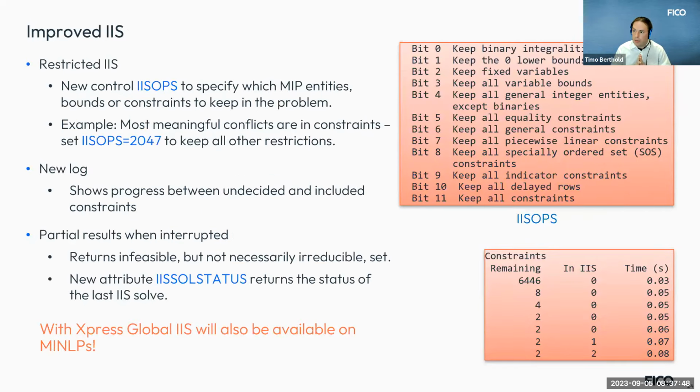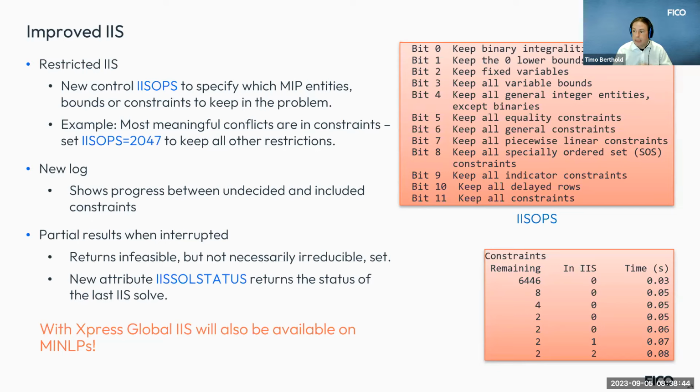With that out of the way, there's now a new control called IISOPS to specify which types of constraints you want to have in your IIS and which not. Do you only want to see equality constraints? Do you want to try to find an IIS on equality constraints only? Or do you want to involve fixed variables, or is a fixed variable always a given in your problem? Do you want to leave out integer entities or not? Do you want to allow relaxing bounds and so on? So there's high customizability. There's new logging functionality, which shows you some progress between the undecided and the included constraints. You would also now get partial results when interrupted prematurely.